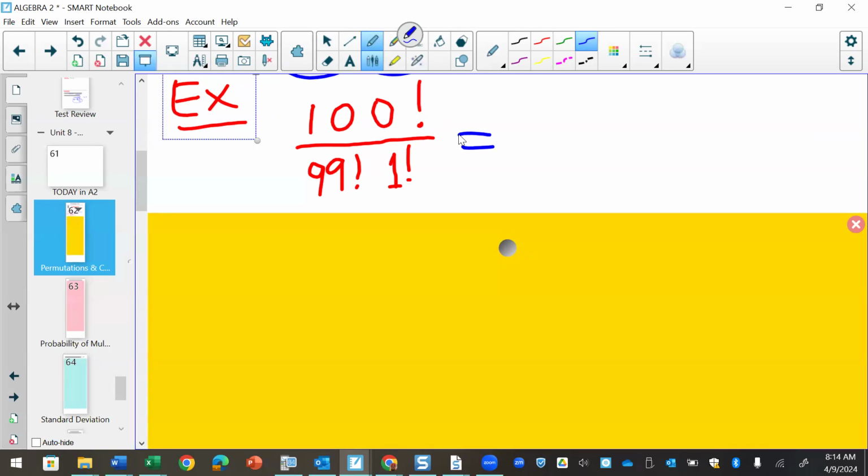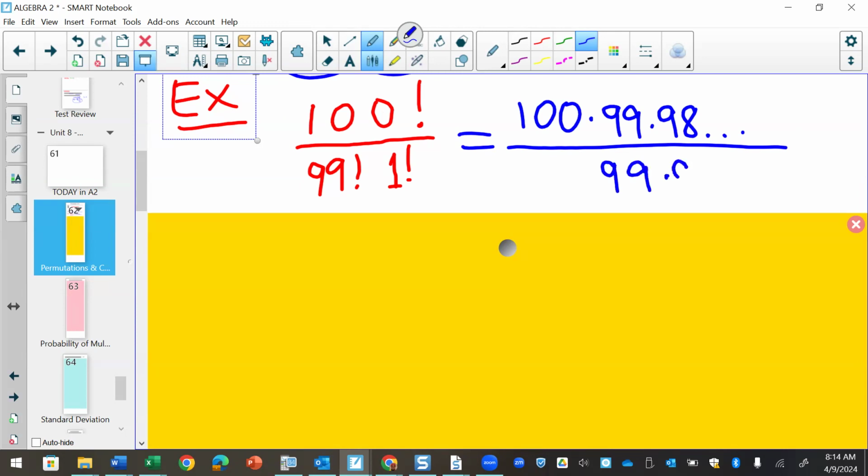Why? What does 100 factorial mean? 100 times, I'm not gonna write them all, but what does it mean? 99, 98, blah, blah, blah, right? Okay, but what about the bottom? What's 99 factorial? 99 times 98, blah, blah, blah. What's 1 factorial? 1. Okay, do you see what you're allowed to do?